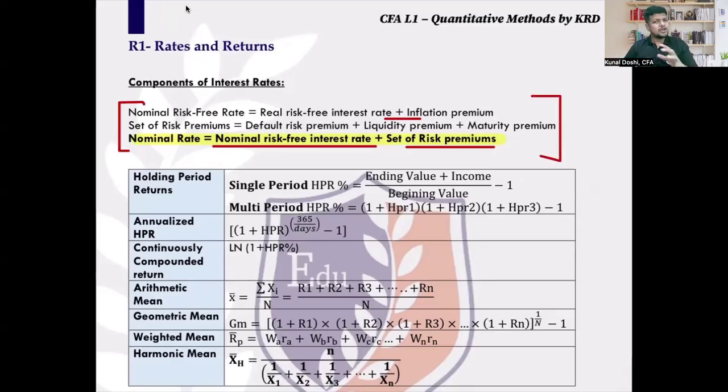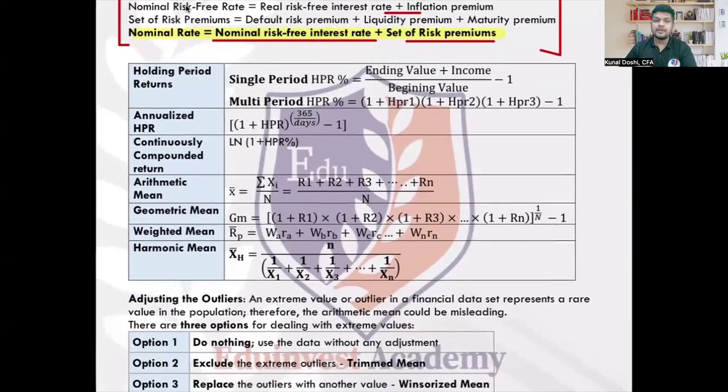Now, in the exam, what they do is that they ask you nominal rate, nominal interest rate, but just carefully see the difference: nominal rate or nominal risk-free rate. If it is nominal risk-free rate, it includes real plus inflation, correct? But when they only say nominal rate, it is nominal risk-free rate plus risk premium. And there are three risk premiums: default, liquidity, and maturity. Everyone clear with this? Correct? Yes. Okay, let's move on.